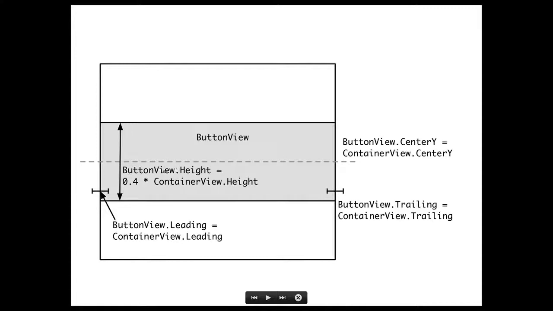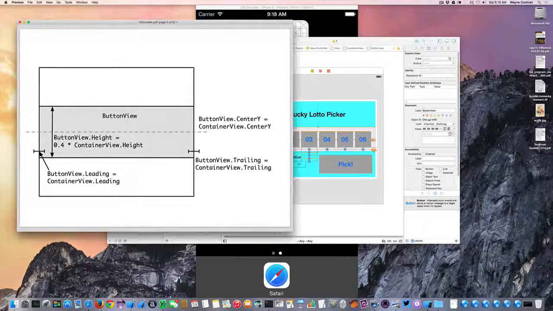And then I'm going to make the height of this button view 40% of the container height. So I'm going to constrain that. And I'm going to set the trailing of my button view to be the same as the trailing edge of my container view, and the leading edge of my button view to be the same as that. So that'll actually put that into the middle. So let's go ahead and do that.